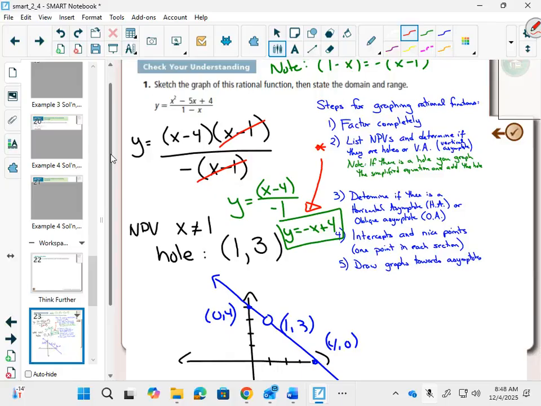But sometimes we might be tempted to jump ahead before we've done the preliminary stuff. So we always have to check our non-permissible values for holes and asymptotes first. If they are holes, you get a new equation, and that's the equation that determines whether you're going to have oblique asymptotes or not.